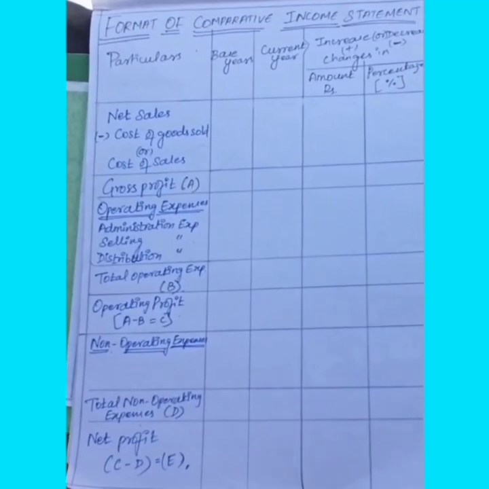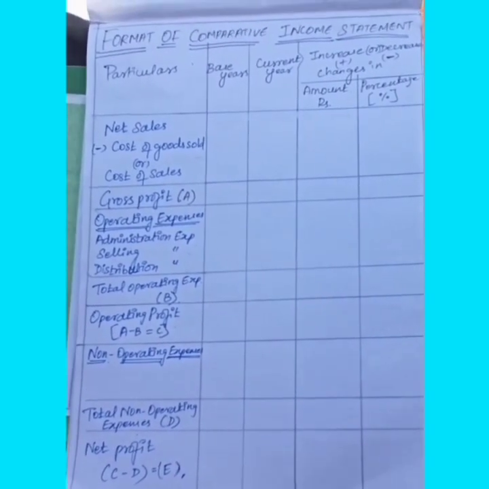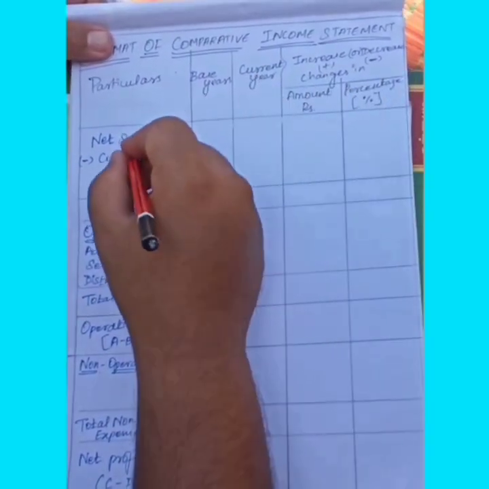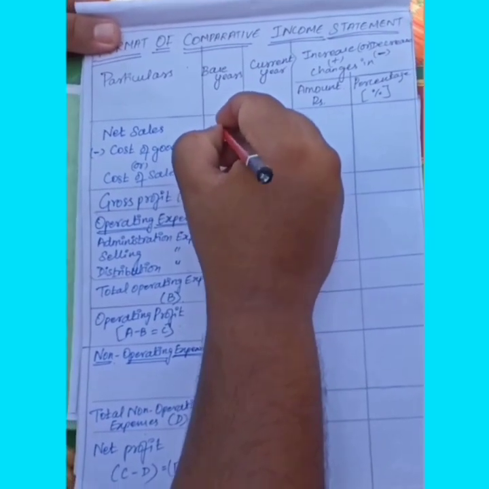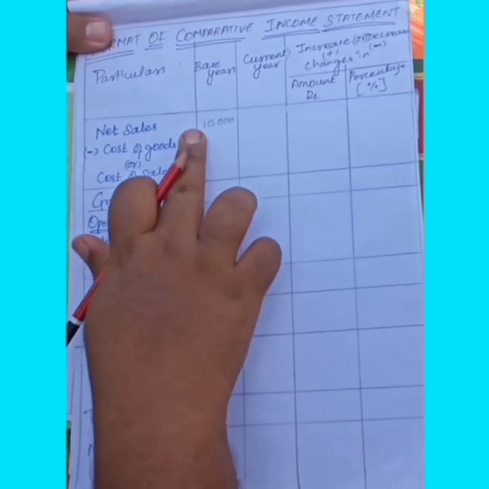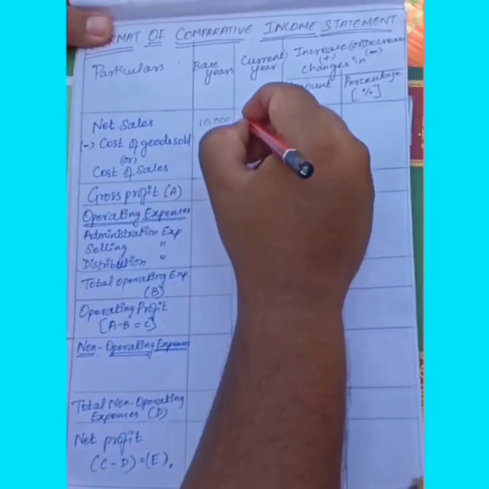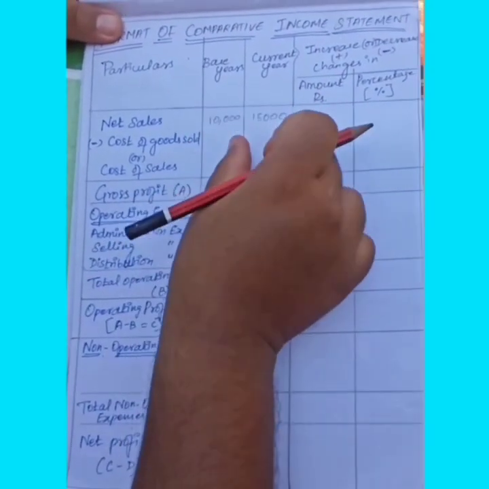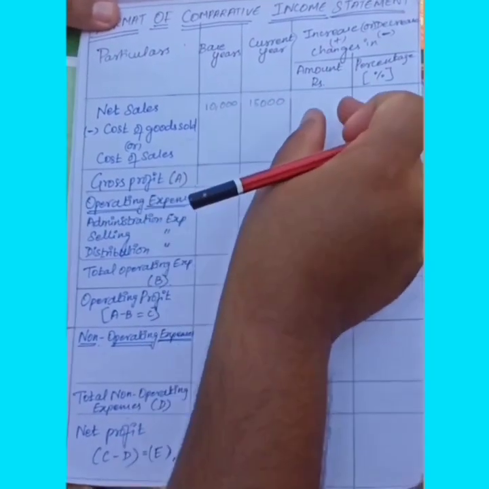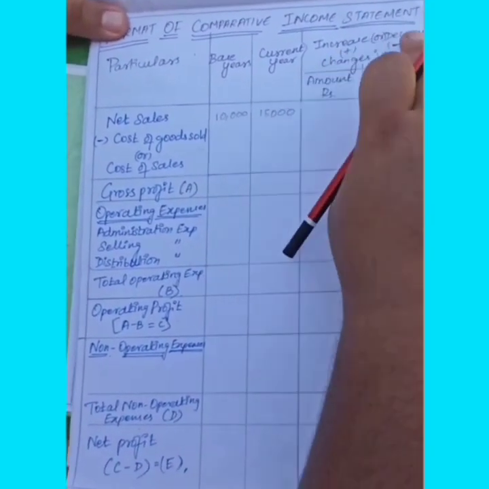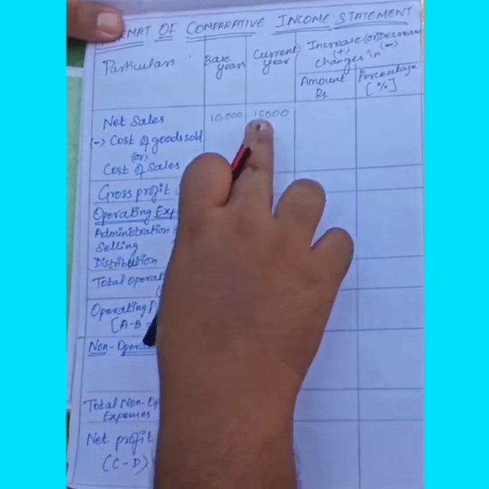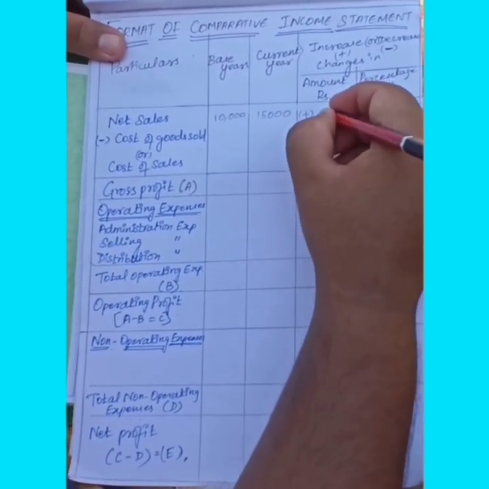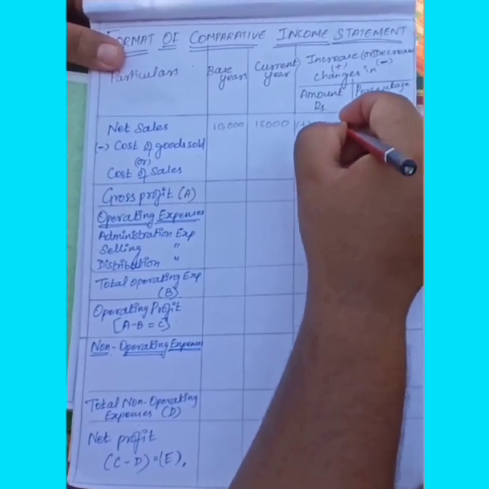Now I'm going to explain one example for that. First, net sales. Assume that the net sales of the base year is 10,000 and the current year net sales is 15,000. Take only the difference between the base year and current year amounts and write it under increase or decrease. You can see this is an increase, so I apply the plus symbol and write 5,000 as the increase.